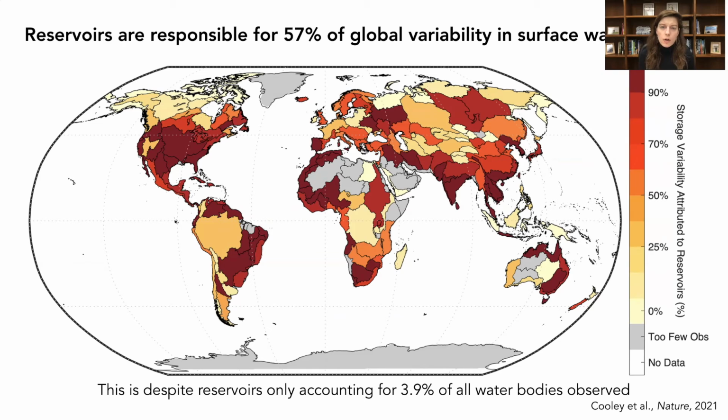We also see low percentage of human impact on water storage in some rainforest basins that have a lot of water bodies and really high seasonal variability, such as the Amazon, the Congo, or Indonesia.